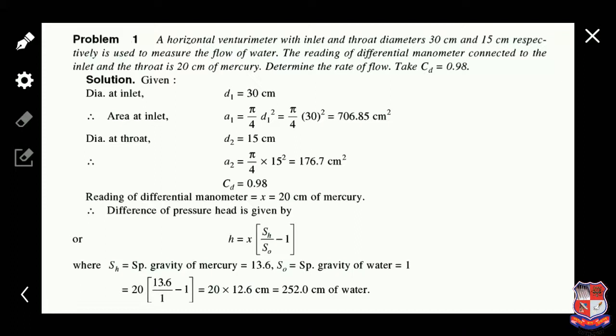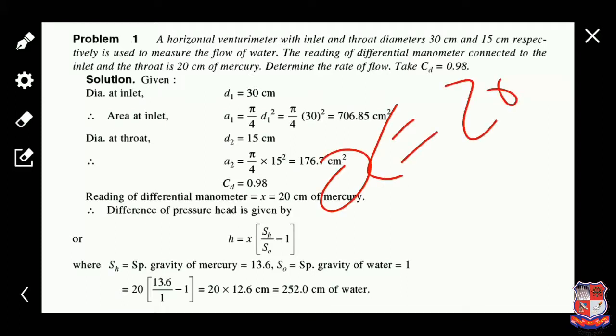Now we will solve one example for the Venturimeter, so you can get the idea of how the Venturimeter is used to find the discharge. Let's take an example. A horizontal Venturimeter with inlet diameter 30 centimeter and throat diameter 5 centimeter respectively is used to measure the flow of water. The reading of the differential manometer connected to the inlet and the throat is 20 centimeter of mercury. Here a U-tube differential manometer is used and the reading of the manometer is defined by x. The x value is 20 centimeter.